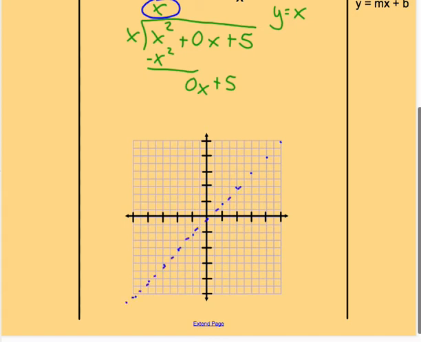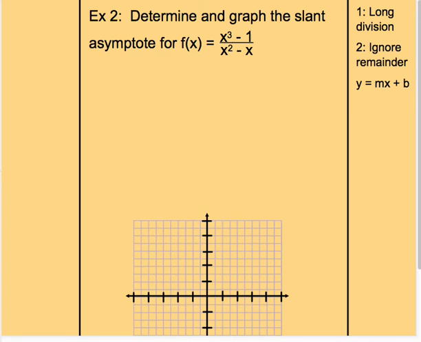So remember, obviously this is the graph of the asymptote. This is not the graph of the function. In the next video, we're going to look at how to put the slant asymptote together with the function. But this one, we're just practicing finding the asymptote in the first place.